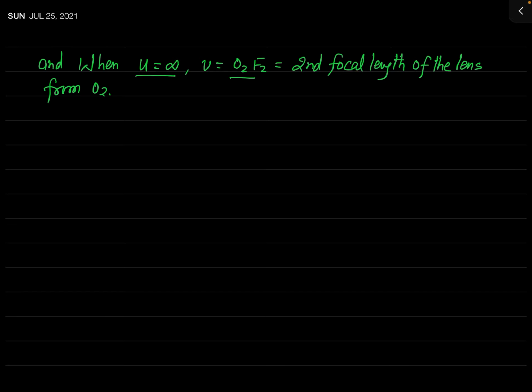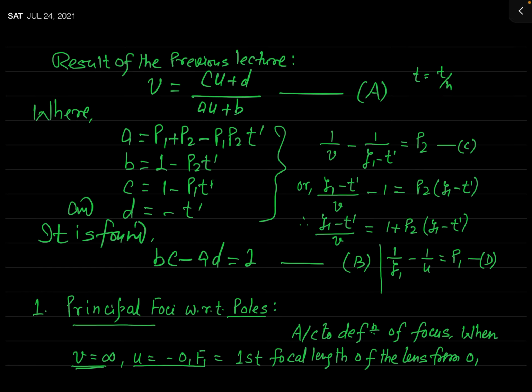Now we will impose these conditions on equation A. If we take v equal to infinity, you can see the form of this equation. To get v equal to infinity, the denominator on the right-hand side should be 0, because only when you divide a non-zero number by 0 do you get infinity.